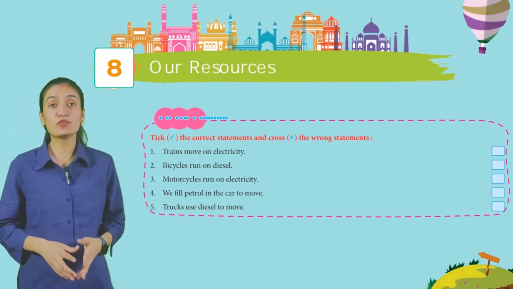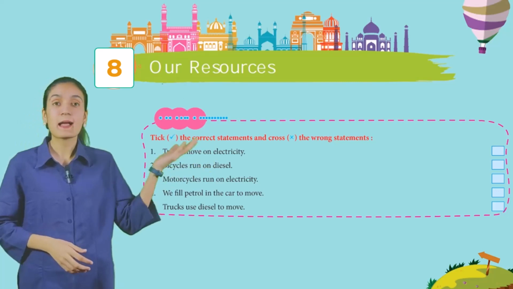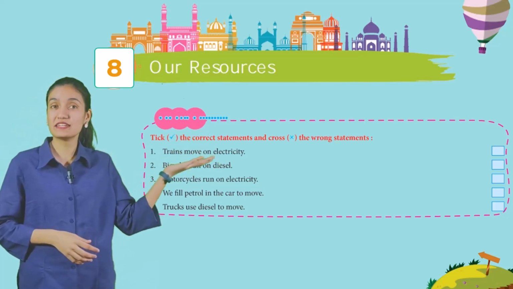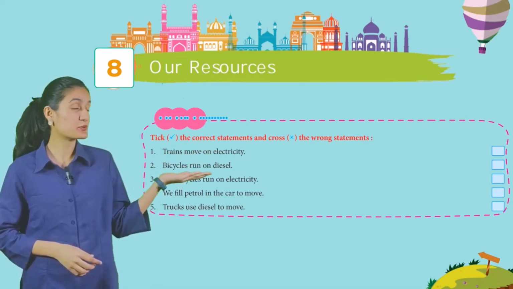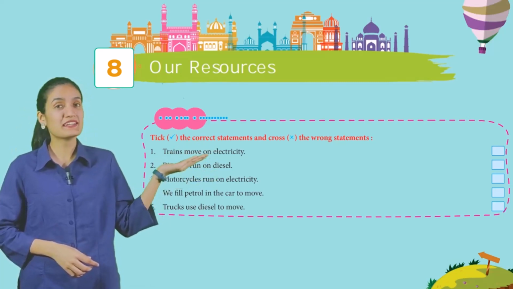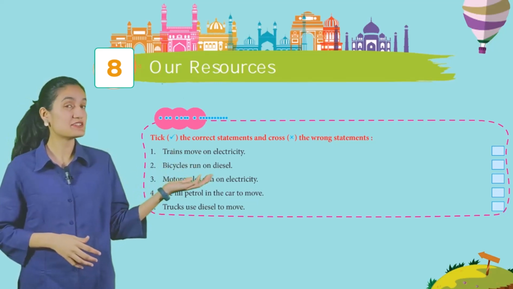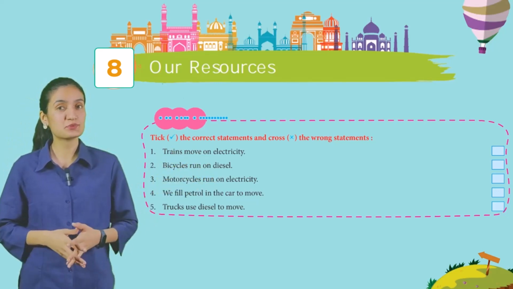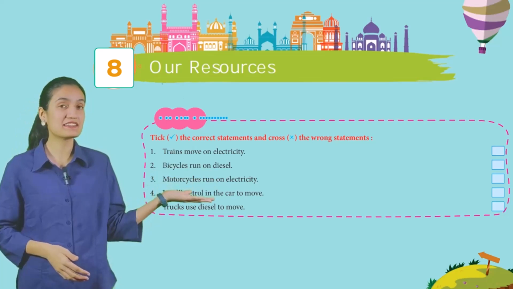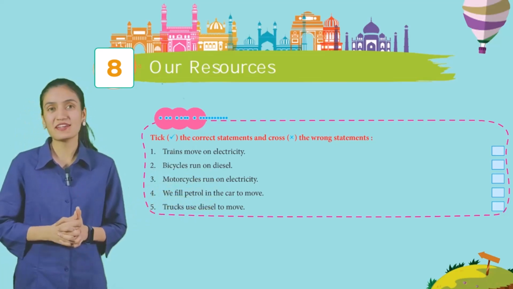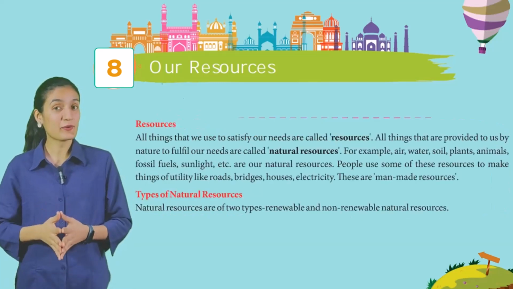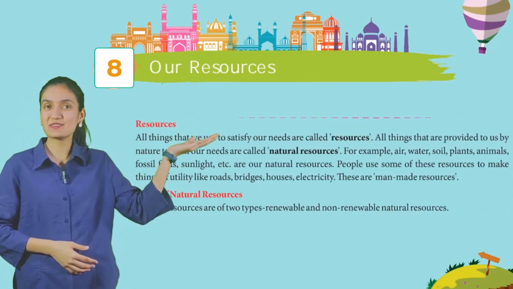First, trains move on electricity. Second, bicycle run on diesel. Third, motorcycle run on electricity. Fourth, we fill petrol in car to move. Fifth, truck use diesel to move. So kids, you have to read these statements carefully and tick on the correct one and cross on the wrong one.